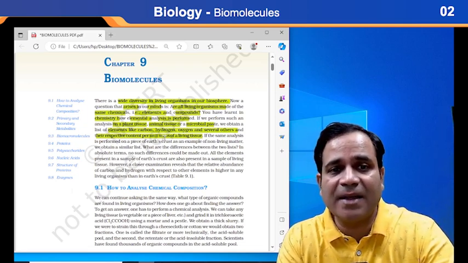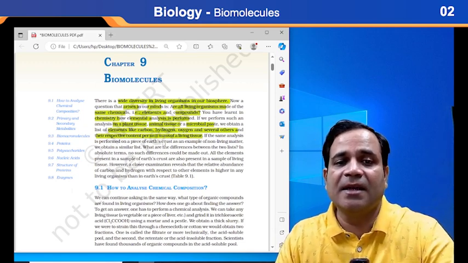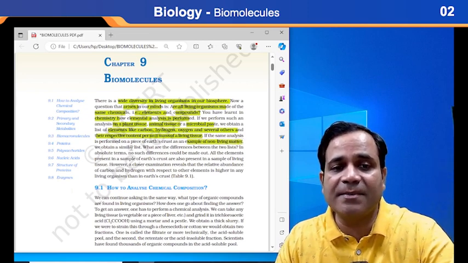So what we analyze here is that the earth crust, an example of non-living matter also, gives a similar list. So what are the differences between the two lists?